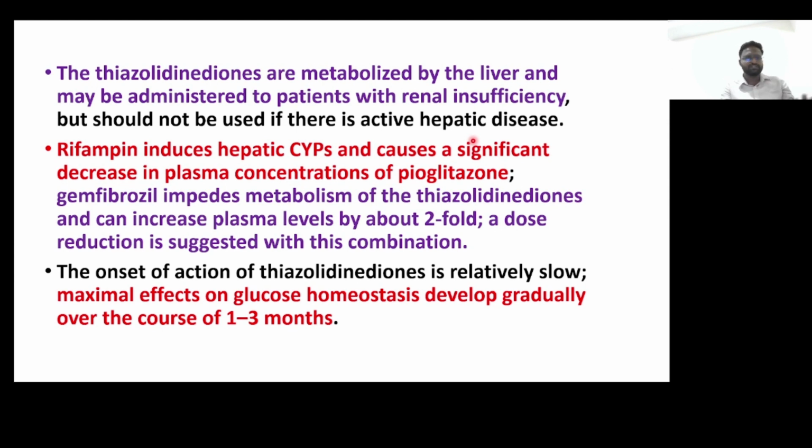Rifampicin is an enzyme inducer, so it induces the hepatic cytochromes and causes a significant decrease in the plasma concentration of pioglitazone. Gemfibrozil is a fibrate which is indicated for hyperlipidemia. It can impede the metabolism of thiazolidinediones.